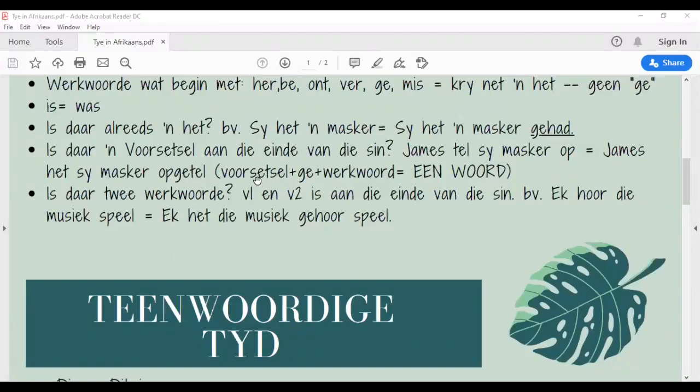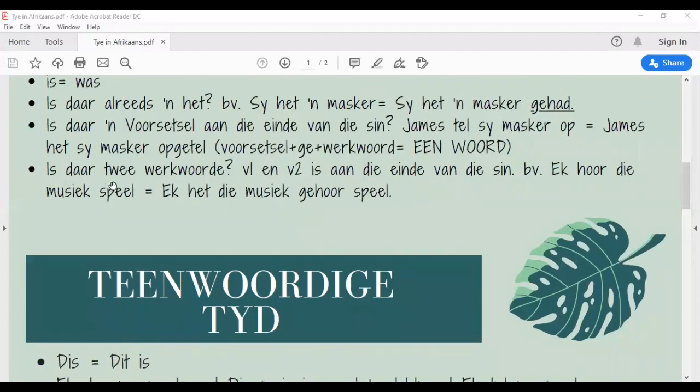Then, I'm just going to repeat that again. If there's a preposition at the end, so not just anywhere in the sentence, at the end, aan die einde van die sin, sê ons, preposition, ge, werkwoord. Aan die einde van die sin, en dit is een woord. I'm going to ask that in the class test as well. Make sure you go through these notes again.